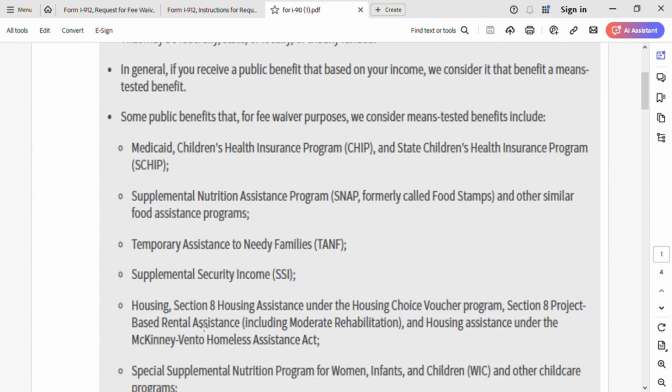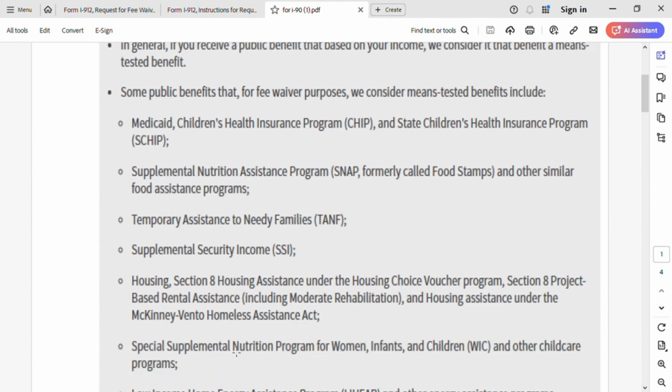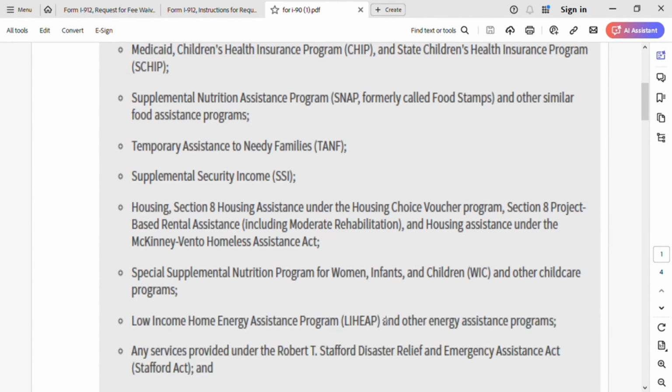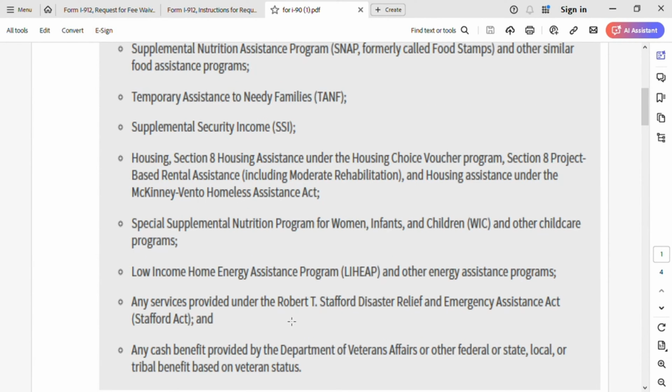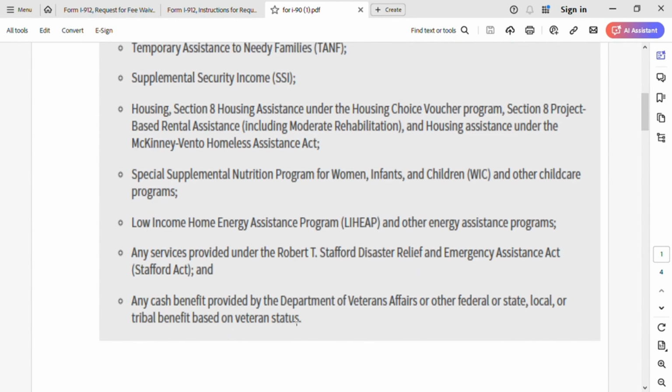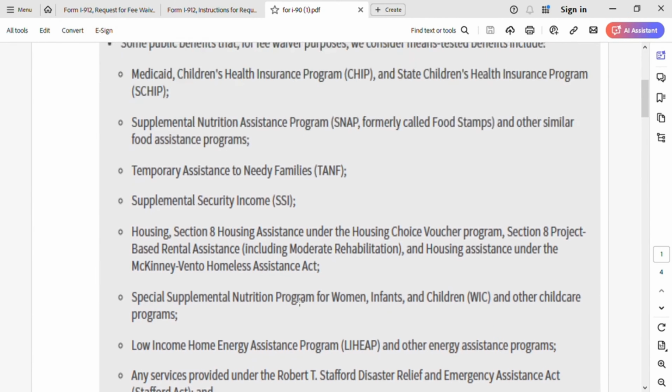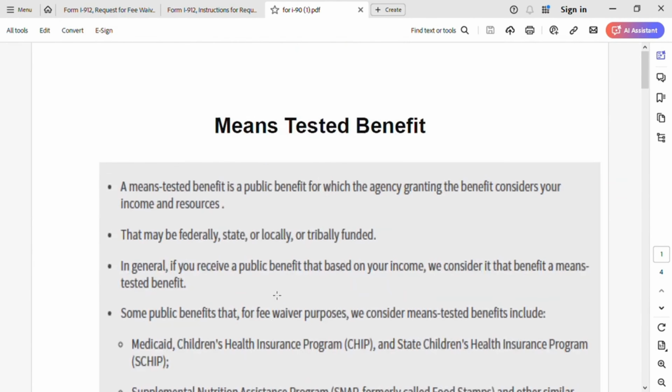SSI, Section 8 housing assistance, the Special Supplemental Nutrition Program for Women, Infants, and Children, called WIC, the Low Income Home Energy Assistance Program, LIHEAP, any services provided under the Robert T. Stafford Disaster Relief and Emergency Assistance Act, and any cash benefit provided by the Department of Veterans Affairs or other federal, state, local, or tribal benefit based on veteran status. If you are in these categories right here, that's a means-tested benefit. That's basis A.